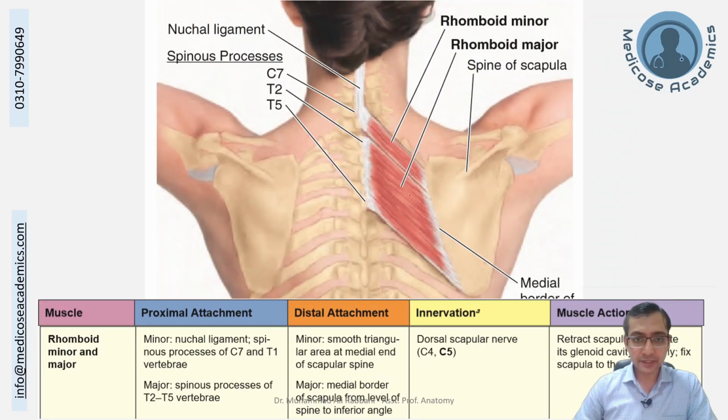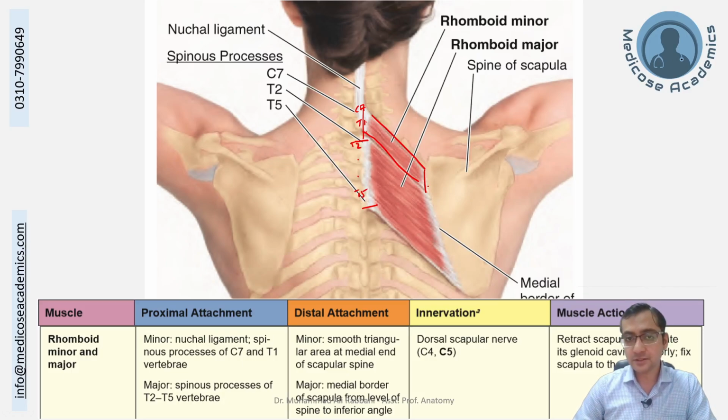Next, rhomboid minor and major. Rhomboid minor arises from the lower cervical and upper thoracic vertebra, C7 and T1, and from here it is attached to the medial border of scapula just against the root of the spine. So this is rhomboid minor, and then there is another from T2 to T5. This is T2, and this is 3, 4, and 5.